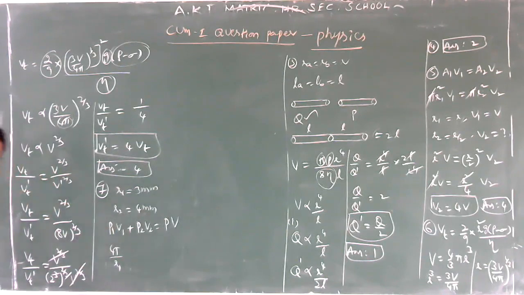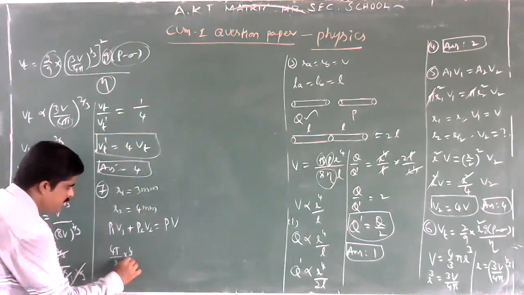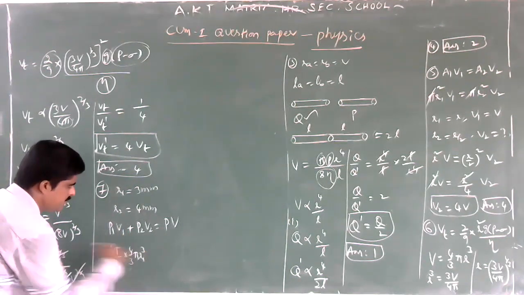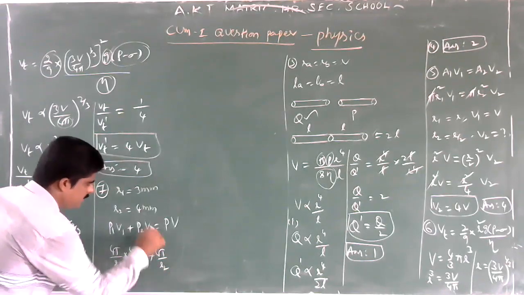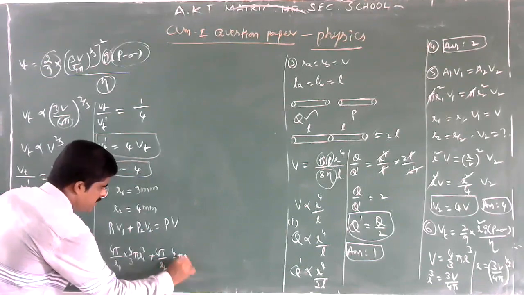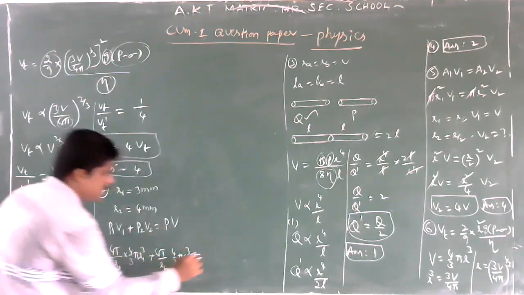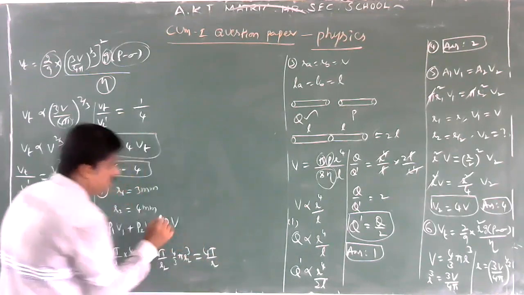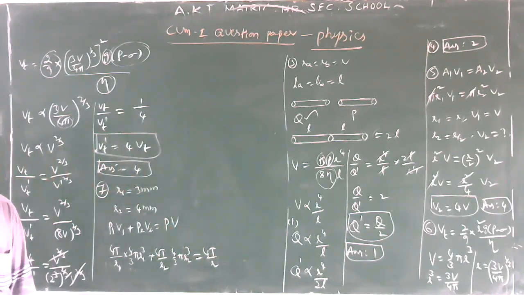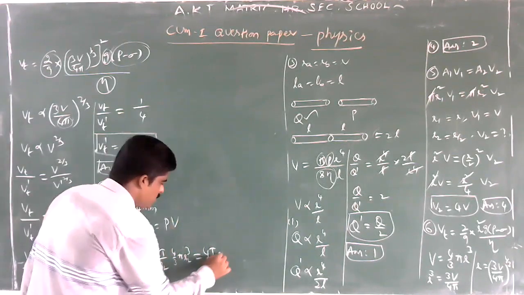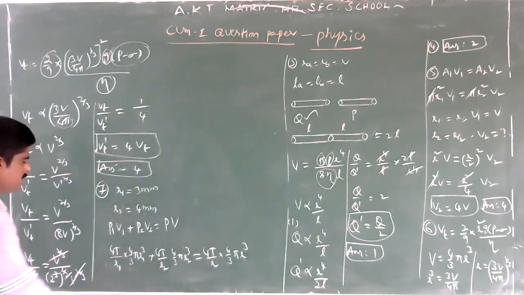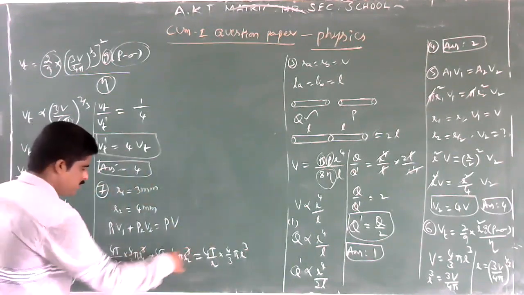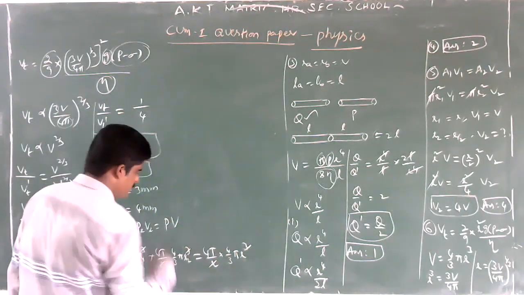Next, V1 is volume. The soap bubble is in the form of a spherical shape. What is the formula for the volume of a sphere? 4 by 3 pi R1 cube for the first bubble, plus P2 is equal to 4T by R2, and V2 is 4 by 3 pi R2 cube, that is equal to P, 4T by R, where P is the excess pressure inside the big soap bubble. The volume of the big soap bubble is 4 by 3 pi R cube. Here the R's get cancelled.